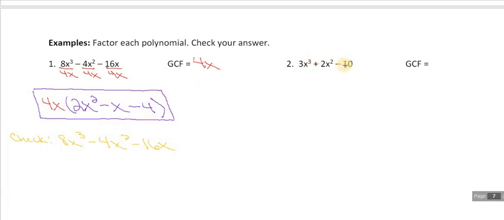Also, this negative 10 in the back doesn't have an x. So they don't all have a variable. So our GCF here is 1. These terms are relatively prime. And when their GCF is 1, or you look at it as though there's nothing in common, that means that this is not factorable.